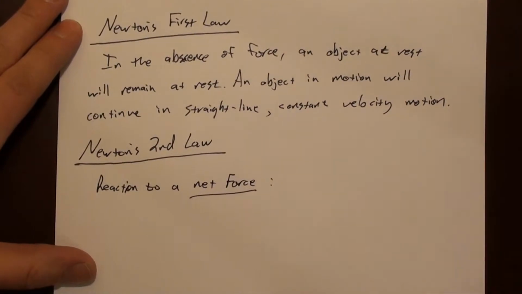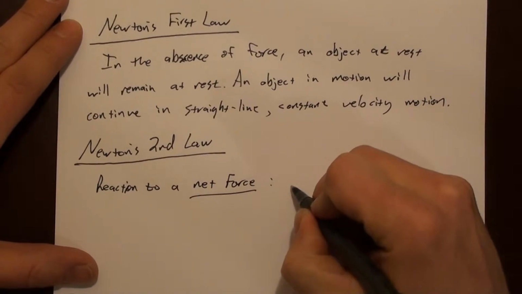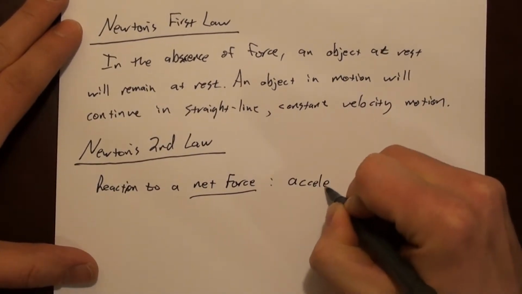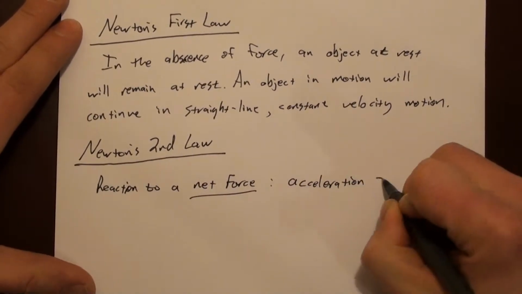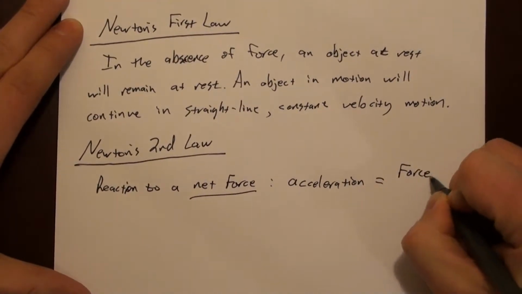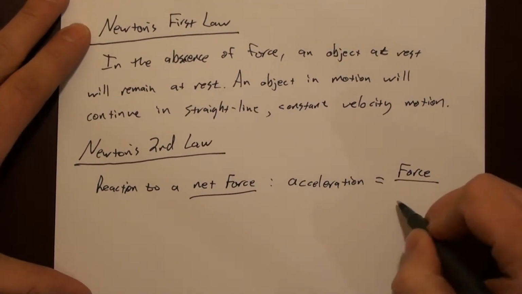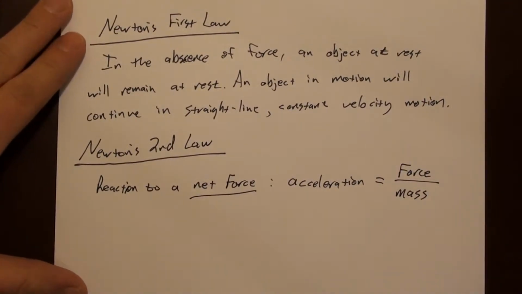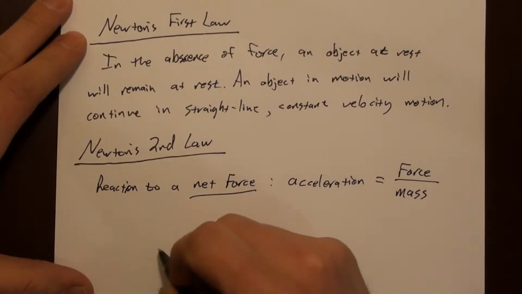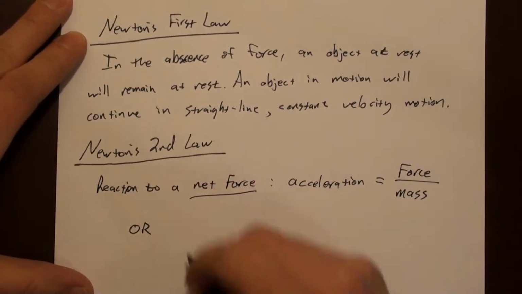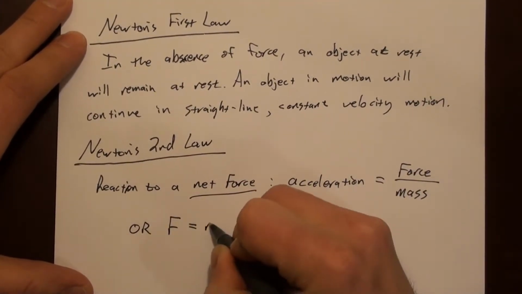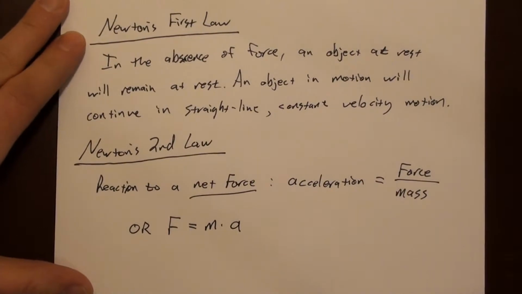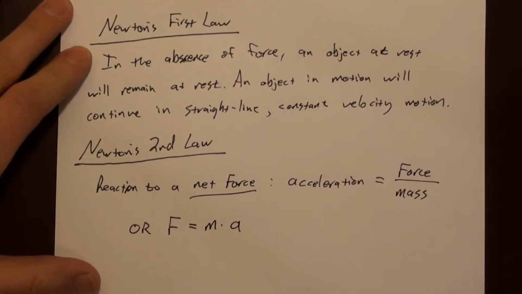So the most reasonable way to write this is this, that the acceleration of an object is equal to the force on that object divided by the mass of the object. Okay, but this is not the way you usually see this written. You usually see this written as force equals mass times acceleration. Right, or F equals ma.